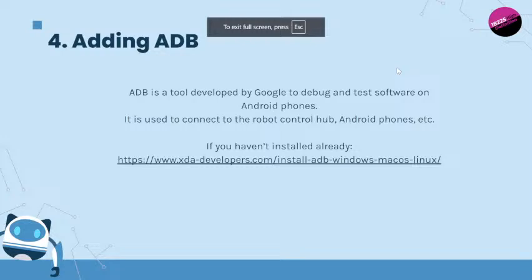I think this is the last step, which is adding ADB. ADB is a tool developed by Google, and it's used to debug and test software on Android phones. But in FTC, we usually use ADB to connect to the control hub. If you haven't installed it already, there was a link in the email that we sent out that explains how to install ADB on your computer based on your operating system.